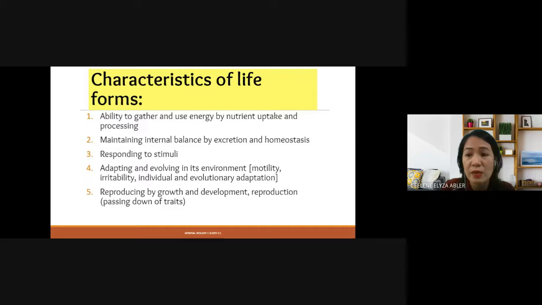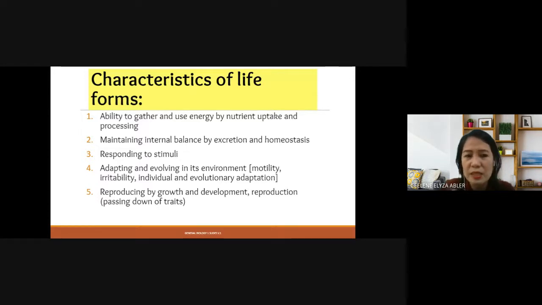Magkakaiba pa rin tayo ng evolutionary adaptation regarding our mating calls. The same as sa mga birds, and we have for other na mga like seals. So they have a different adaptation to the environment.